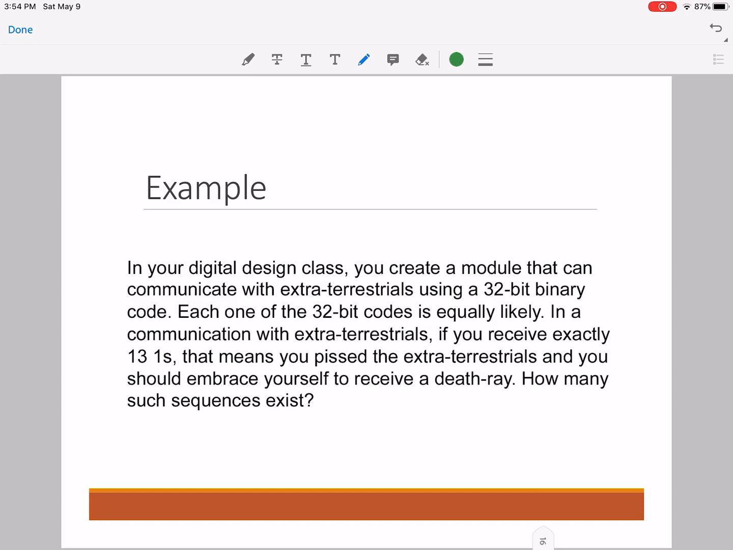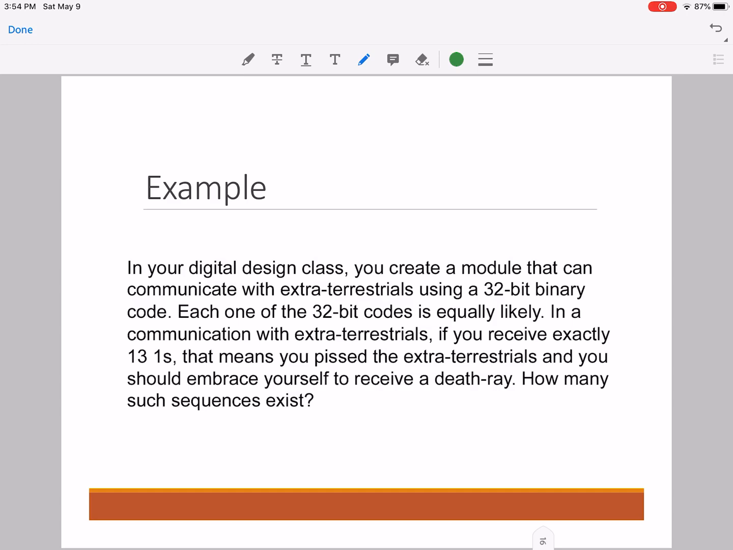As an example, consider this problem. Let's say that you take a digital design class at University of the Pacific with either Dr. Mueller or Dr. Basha or Dr. Ken Hughes, and there you're designing a module that detects whether or not the Earth will be shot by a death ray from the extraterrestrials. The extraterrestrials are going to shoot a death ray if you receive exactly 13 ones in the sequence out of 32 bits. So the question is, in how many ways can you receive a death ray?